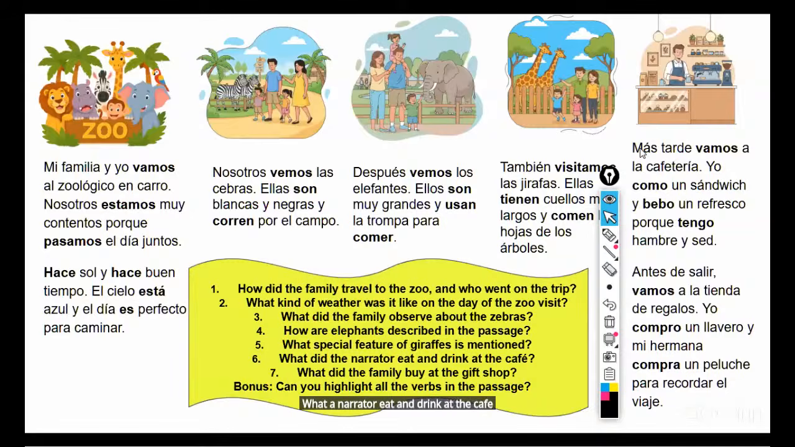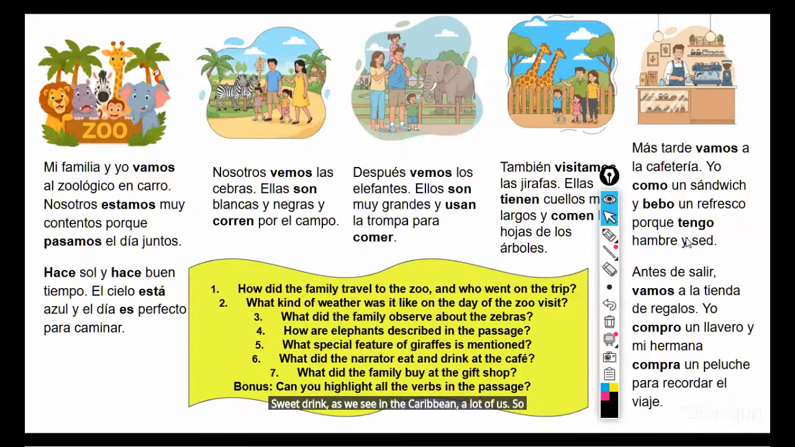So the passage says, más tarde vamos a la cafetería. Yo como un sándwich y bebo un refresco porque tengo hambre y sed. So what did they eat and drink? The first one at least is easy, right? They ate a sandwich and they had a refresco. What is refresco? Refreshing drink, I think, is good. It's a literal translation though. Refresco is used for soft drink. Sweet drink, as a lot of us say in the Caribbean.